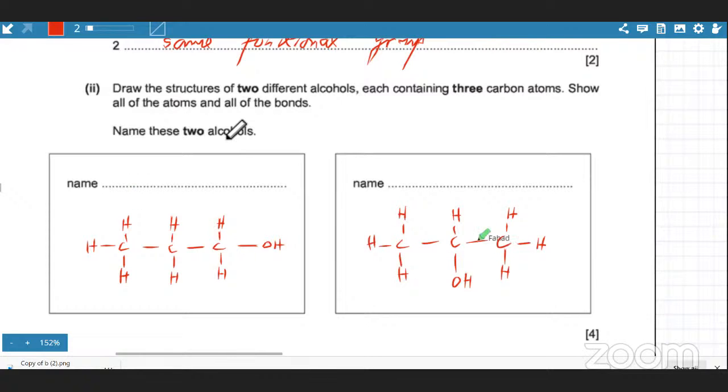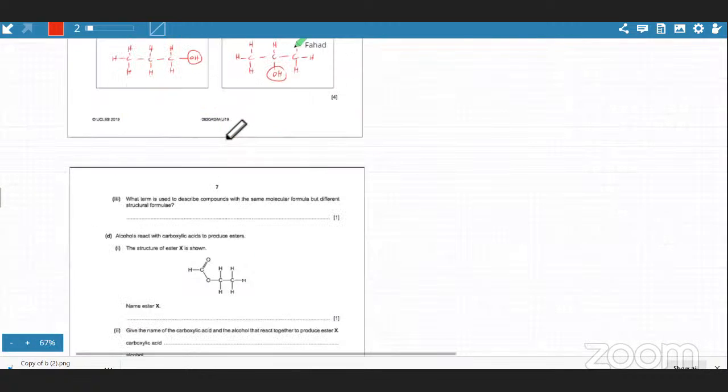Now, both of them are prop, which means three carbon atoms. This one is propan-1-ol, with the 1 indicating that the OH is at position number one, and this one is propan-2-ol, which means that the OH is on carbon number two, the second carbon atom. So one is propan-1-ol, the other one is propan-2-ol.